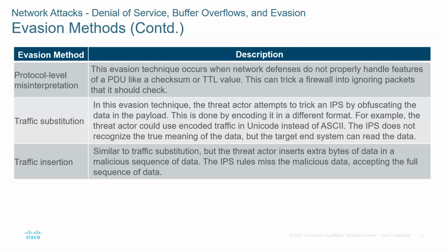Traffic substitution. Instead of using, for example, a specific type of encoding like ASCII codes, you may use Unicode. You can read it, but firewalls or other IPS devices may not be able to, so attackers may sneak in with that. Traffic insertion. This is similar to substitution. You may add extra bytes in your system to hide your data.